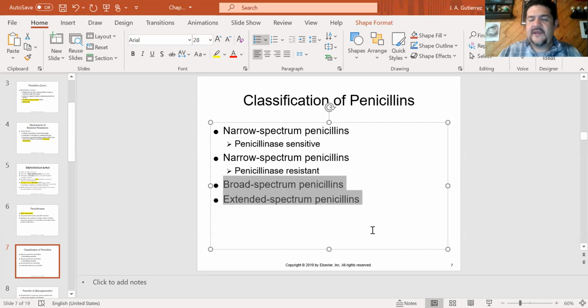So depending on the case scenario, depending on the patient and how they got the infection, that's when the doctor says, you know what, I can use a simple penicillin, or I can use a more elaborated penicillin.